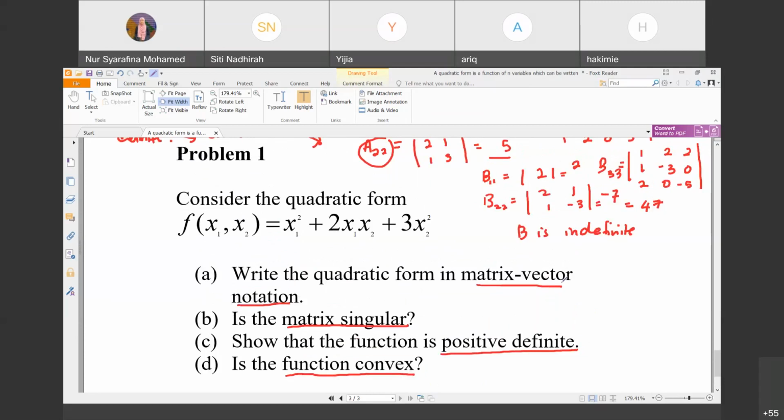Okay, how can you check whether the matrix is singular or not? If the determinant is 0. Okay, so the matrix is singular when the determinant is 0. Just check the singularity.